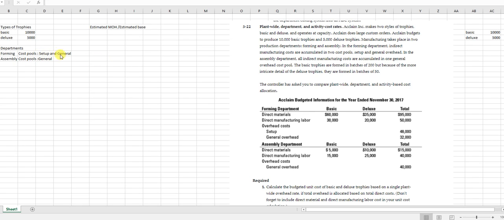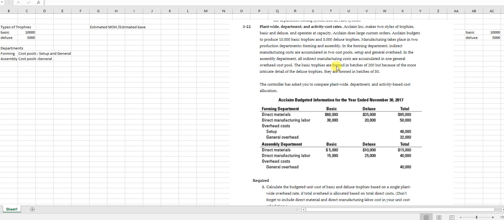So setup and general. In other words, when we take our estimated manufacturing overhead divided by our estimated base, or you could use actual manufacturing overhead divided by actual base. We just use estimated a lot, so I say that, but it could be actual instead of estimated. But we're going to have two fractions, one for setup and one for general, whereas the assembly department, all manufacturing overhead costs are accumulated in one overhead cost pool. So the assembly department's just going to have one fraction of overhead divided by your base.